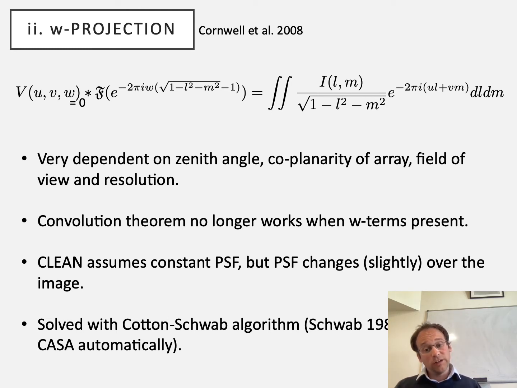However, there's a complication associated with this algorithm, and that is that the point spread function, so the dirty beam, is no longer constant over the image, but actually changes with position. And so we have to deal with that correctly when we come to do our deconvolution. We have to use something called the Cotton-Schwab algorithm to do that deconvolution, separating the point spread function from the dirty image to produce a nice clean image.